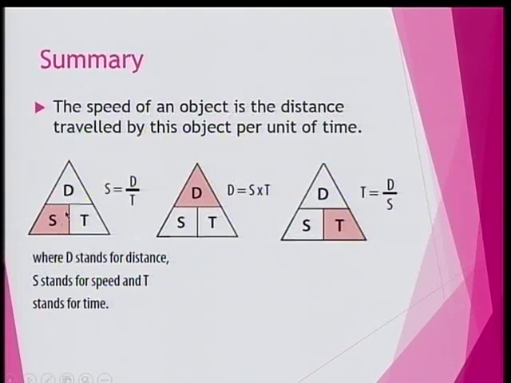So the 3 triangles will help you to remember the different formulae. For example, for the first one, if I need to find speed, I'm going to use S equal to D over T. In the next one, if I need to find distance, distance will be given by speed times time, S times T. And finally, if I need to find time, time is given by distance over speed.